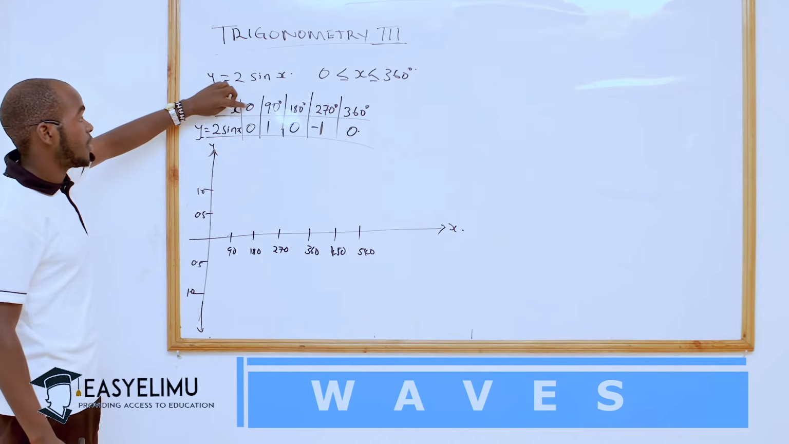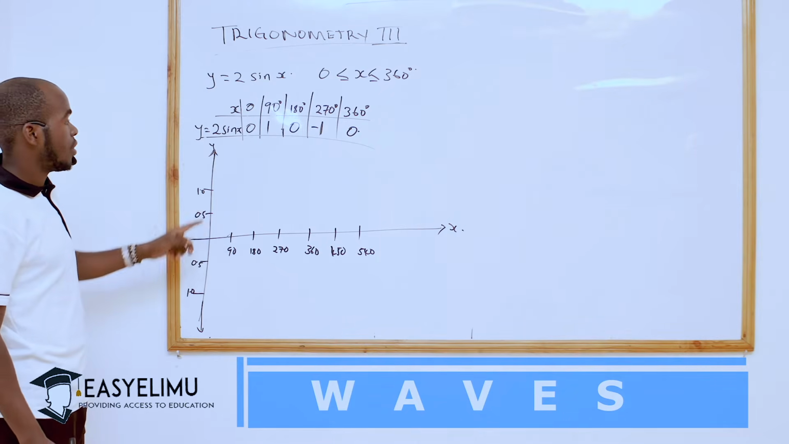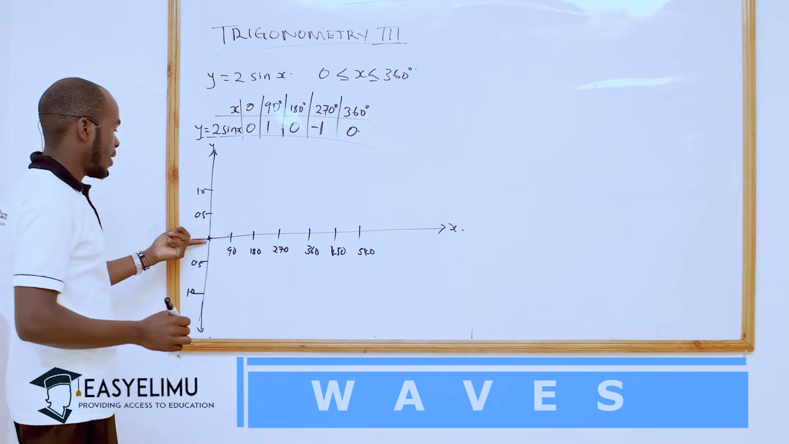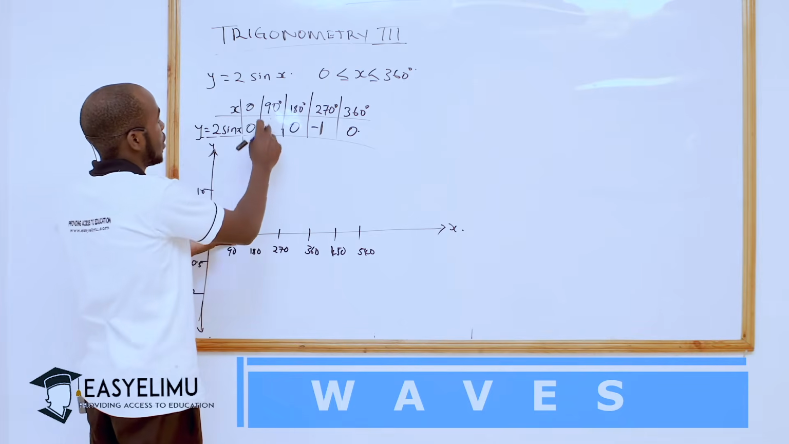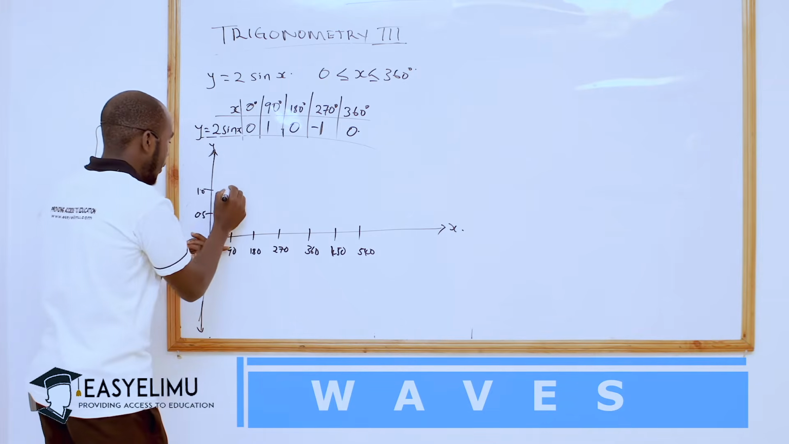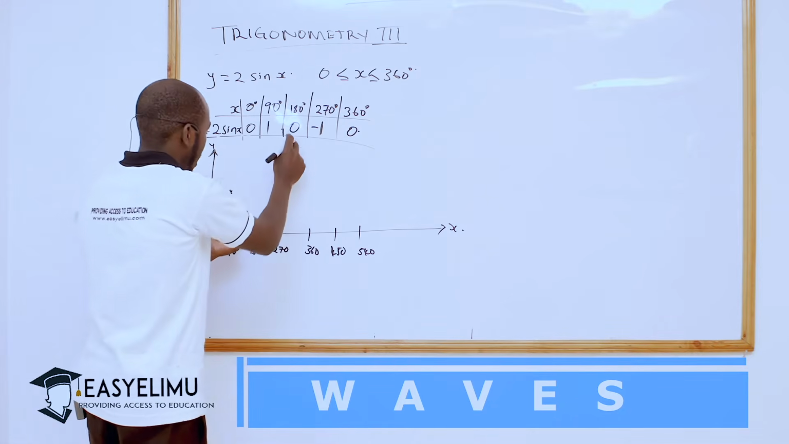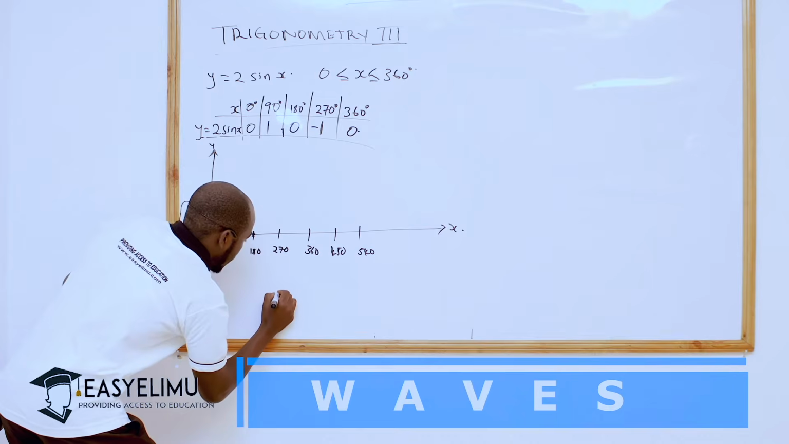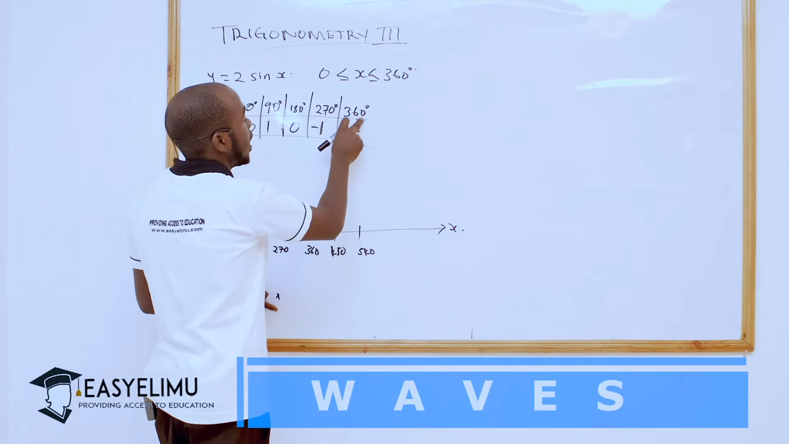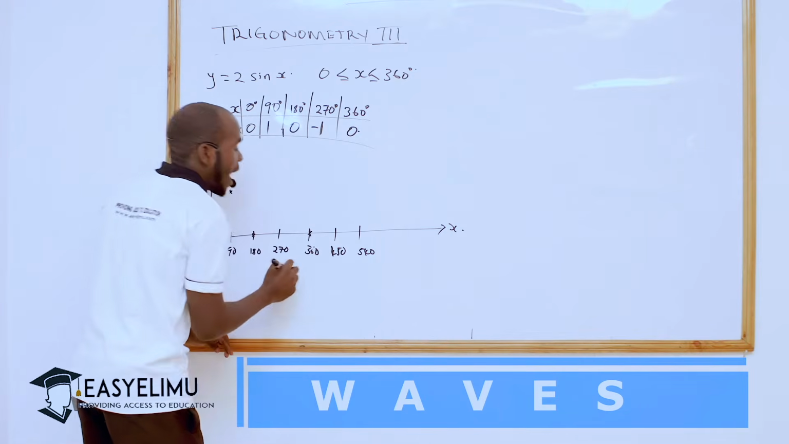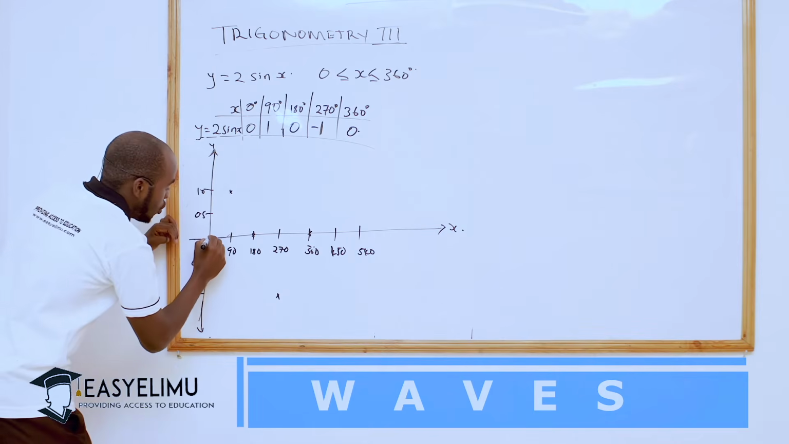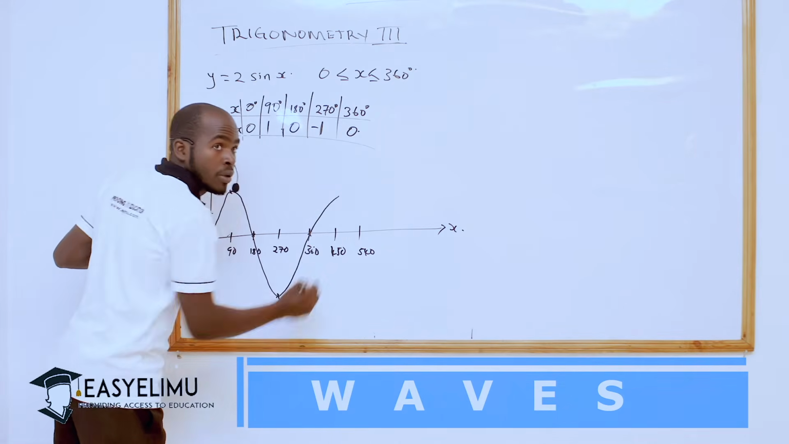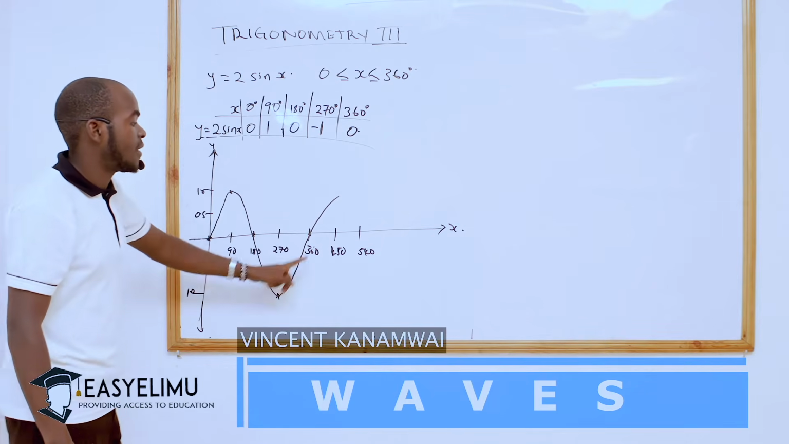Now on plotting, if x equals 0, then y is 2 sine theta, which will be 0, so the wave will start from 0 here. Then at 90 degrees, our wave will be 1, somewhere here. At 180 degrees, our wave will be at 0. At 270 degrees, our wave is negative 1, somewhere down there. And then at 360 degrees, our wave comes back and it continues that way. If we join the points by a gentle line, we shall find that our wave will repeat itself in that manner.